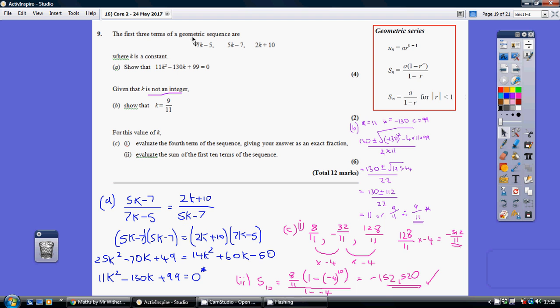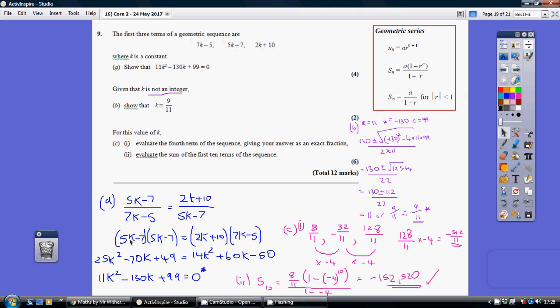So this is a geometric sequence, so therefore the second divided by the first must be the common ratio, as must the third divided by the second. So they both must be equal to each other. So the second divided by the first must equal the third divided by the second, because both of those are the common ratio. So that really is our starting point for part A.